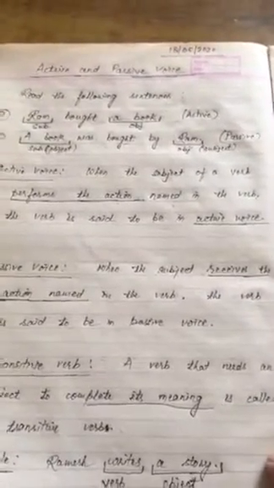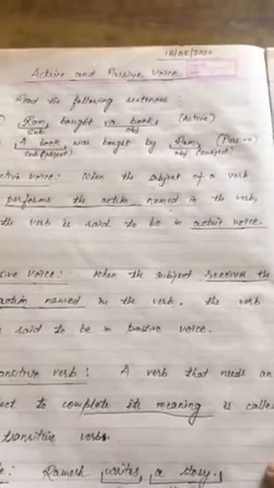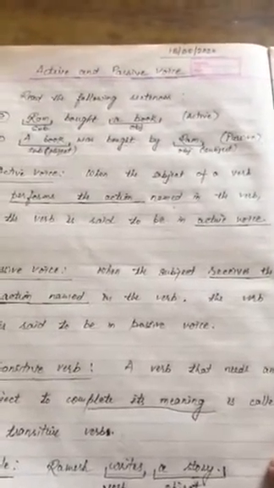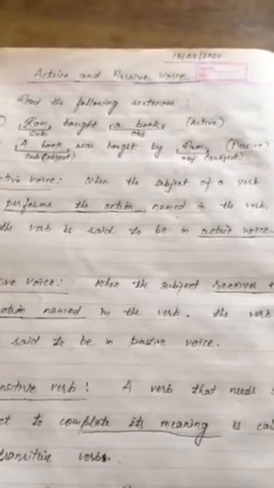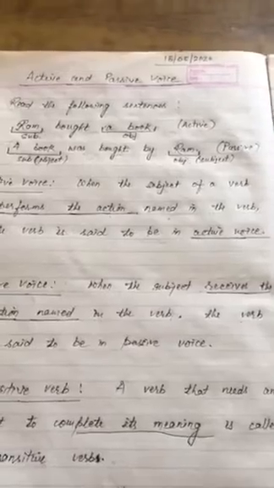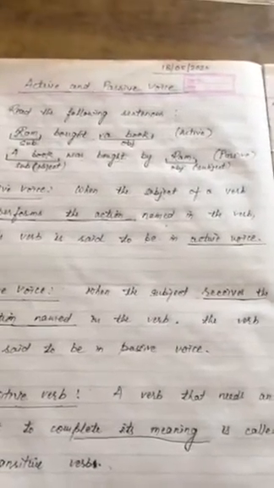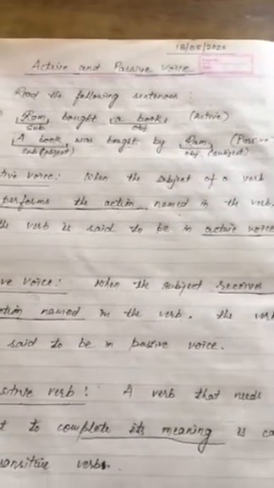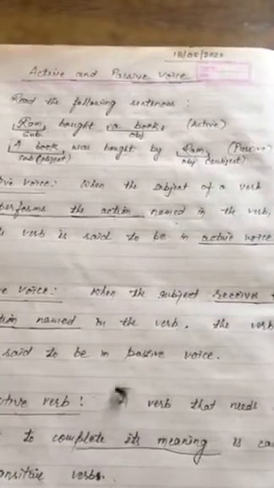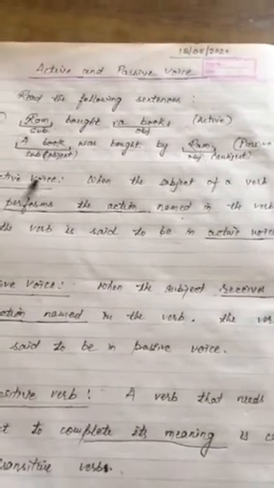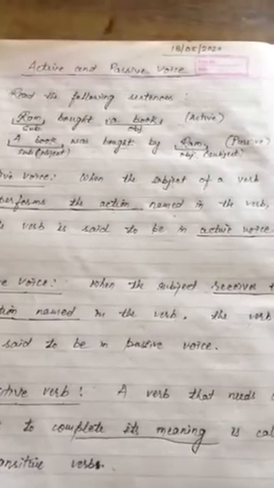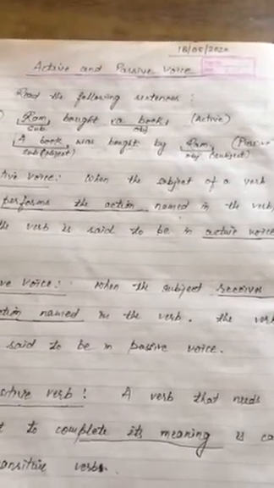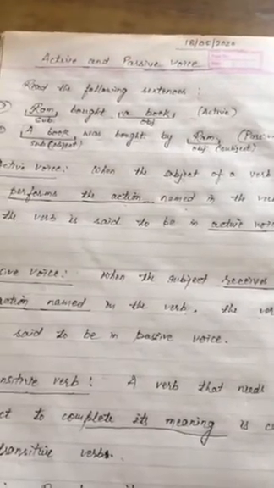Today we are going to start a very important chapter, that is active and passive voice. Before understanding this chapter, you must revise and recall all the rules of the tense chapter: the helping verbs, the structure of the sentences. This voice chapter is totally based on the tense chapter. So it is better to recall the tense chapter, their rules, the helping verbs, the structures. Then only you will be able to understand this chapter.